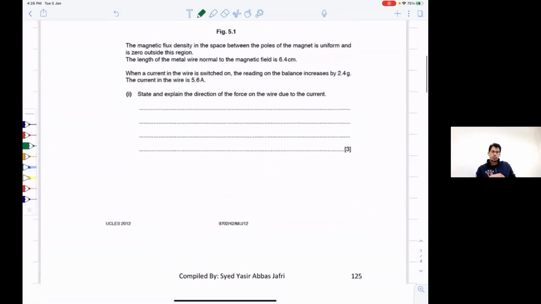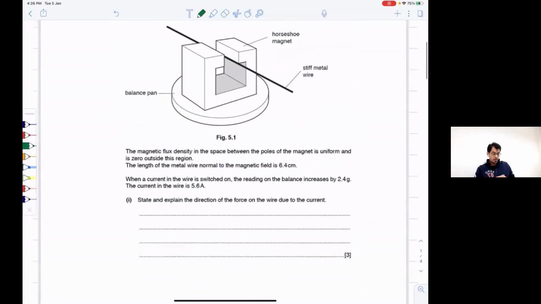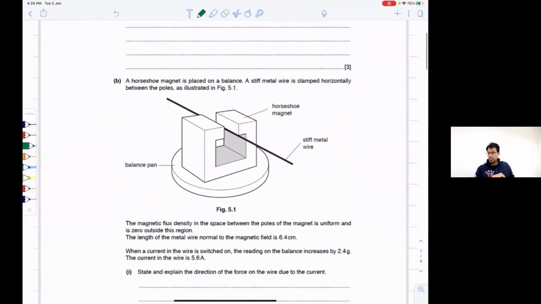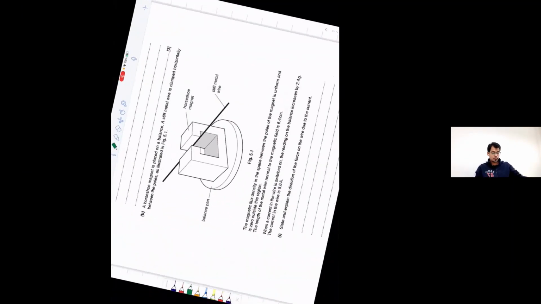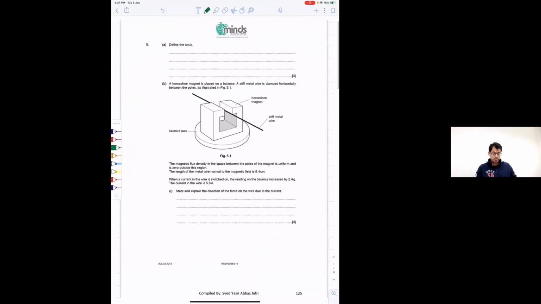Those who got the booklet, this is page 125, question number 5. Right? Start solving it. Once you are done solving it, raise your hand. I will discuss the solution of it. Okay, so start solving it now.